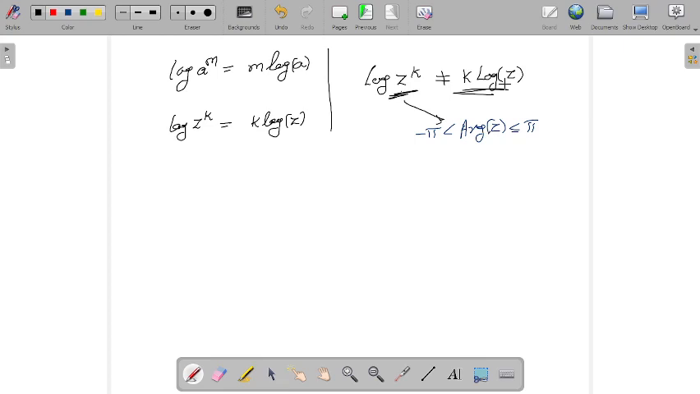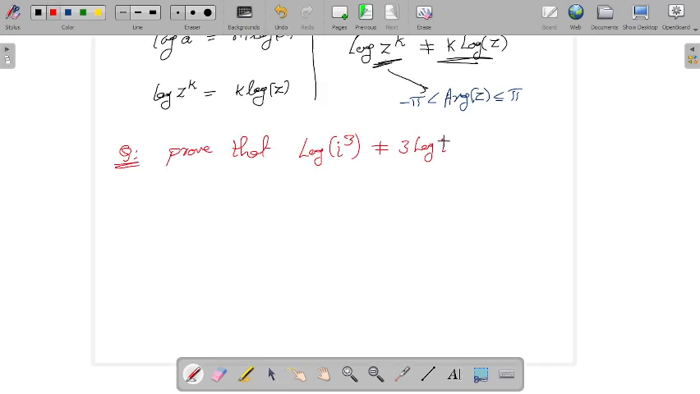Okay, let me show you one example. Let me ask it as a question. Prove that the principal logarithm of i power 3 is not equal to 3 into log of i. So this is the question.